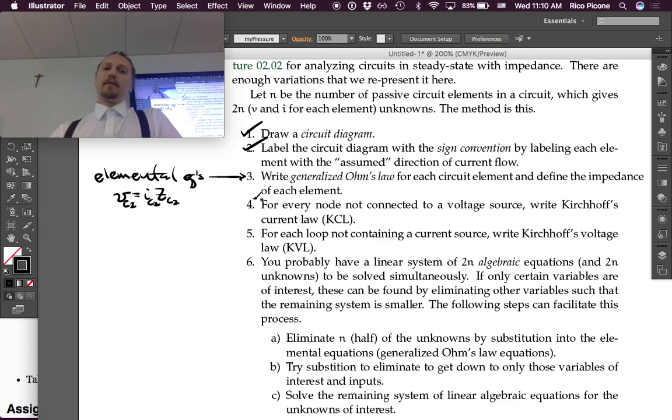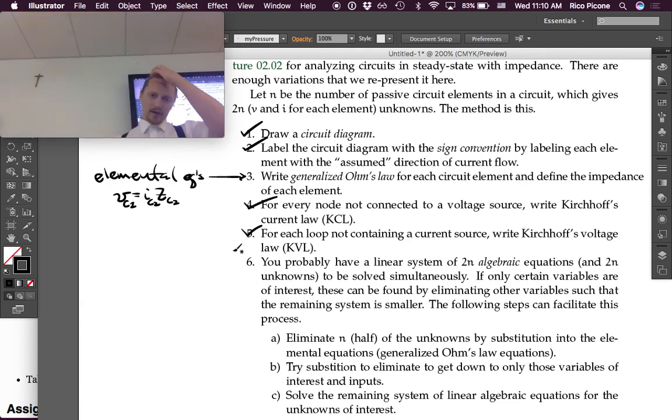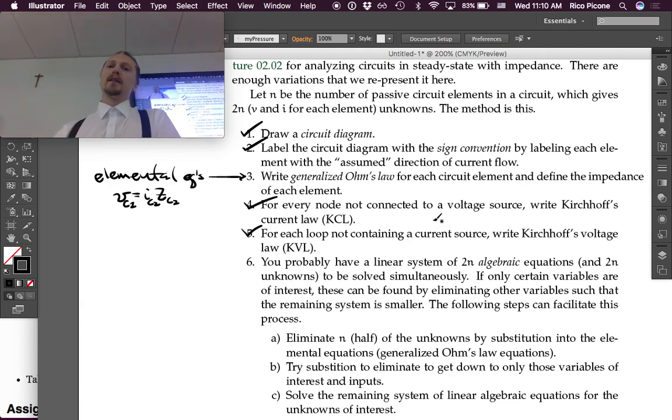Okay, step 4. For every node not connected to a voltage source, write Kirchhoff's current law. That's the same, step 4, as before. Step 5 is Kirchhoff's voltage law, KVL. So current law and voltage law, same step, same step. Step 6 is a little bit different here as well. So you probably have a linear system of 2n algebraic equations and 2n unknowns, where n is the number of passive elements in your system, to be solved simultaneously.